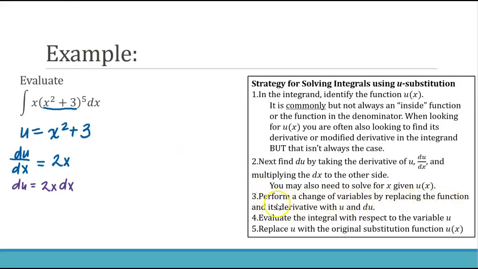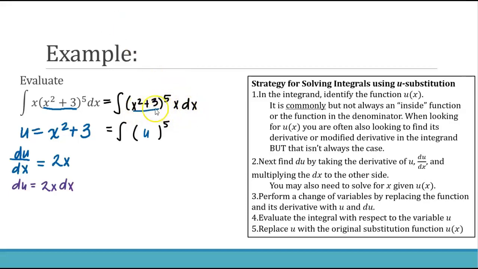All right, and before I actually do my substitution, because the next step is perform a change of variables by replacing the function and its derivative with u and du, I'm going to do a little bit of rewriting of the integrand. Since multiplication is commutative, I'm going to switch the places of x squared plus 3 to the 5th and x, so that I can see what's about to happen here. This x squared plus 3, this inside piece right here, I said let's call that u. And now I need to get rid of this x dx right here.